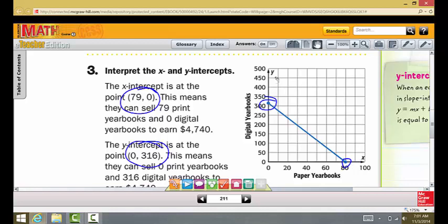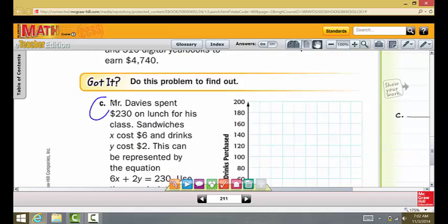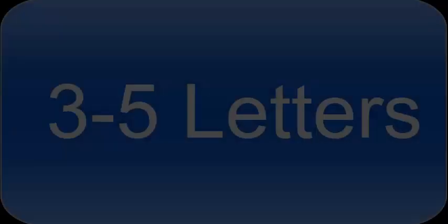This means that they can sell 79 print yearbooks, but if they sell 79, the value for y there would be 0. So they can sell 79 print yearbooks and 0 digital yearbooks. Or they could sell 316 digital yearbooks, but then they would be selling 0, right here, 0 paper yearbooks. Please press pause and do letter C.